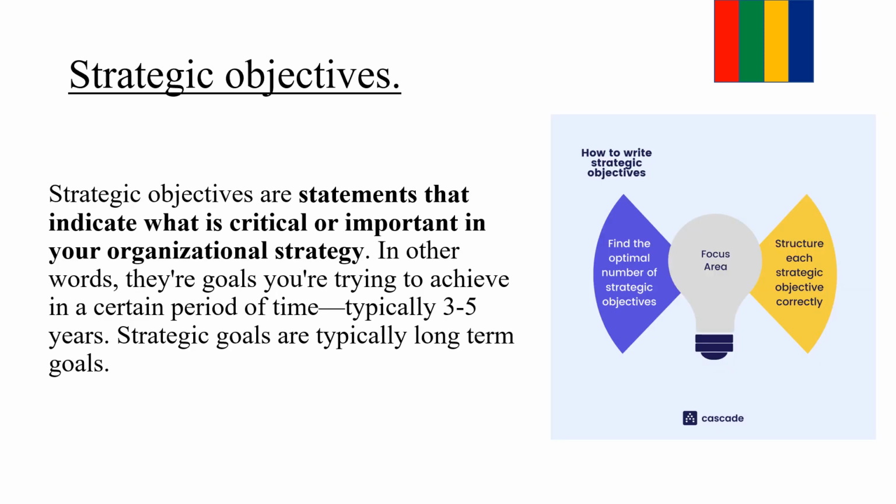Moving on to strategic objectives. So what are strategic objectives? Strategic objectives are statements that indicate what is critical or important in your organizational structure. So in other words, they're goals you're trying to achieve in a certain period of time, typically 3 to 5 years. Now, as we already know now, that would be a long-term goal, as we discussed in the beginning of the video. Strategy goals are typically long-term and are used to help find optimal number of strategic objectives and structure each strategic objective correctly. These are the main focus areas, as you can see on the image on the right.